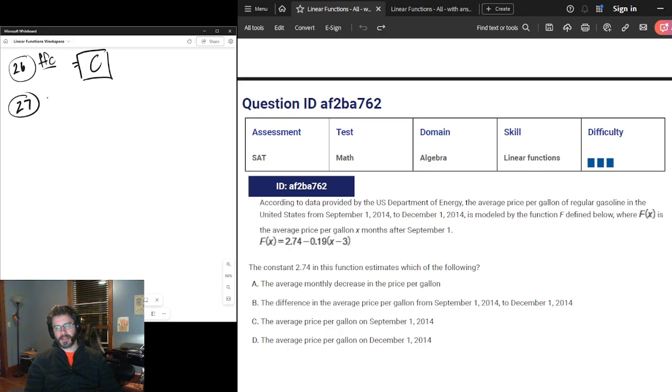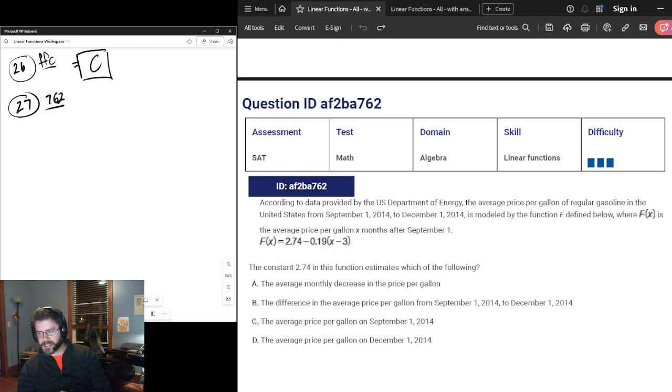27, code 762. According to the data provided to the U.S. Department, who cares? I'm going to skip to the question. We have our function, f of x equals 2.74 minus 0.19 times x minus 3. That's, again, point slope form hidden. It's kind of hidden because they shuffled it around. The constant 2.74 is the y-coordinate when x is 3, we should understand. Average monthly decrease, no, that is negative 0.19. That's the slope.